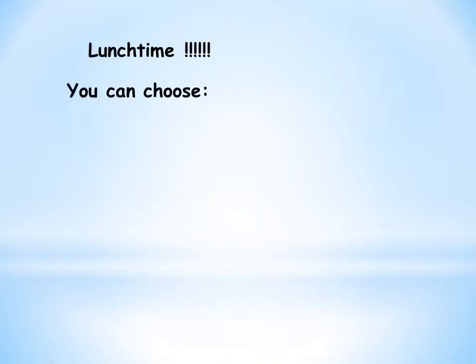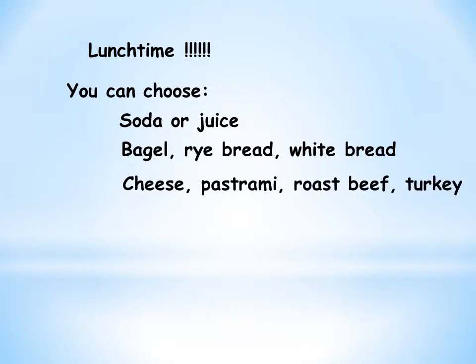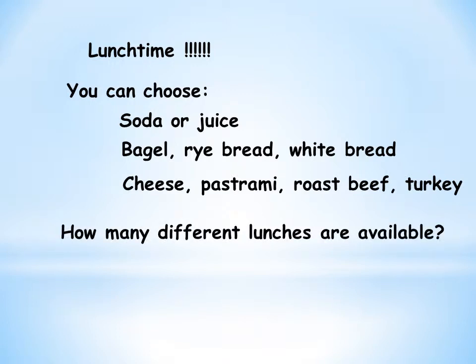Lunchtime. So let's take an example where you can choose either soda or juice. You can choose a bagel, rye bread, or white bread, and cheese, pastrami, roast beef, or turkey. And you have to choose one from each category in order to make up a lunch menu. How many different possible lunches are there?